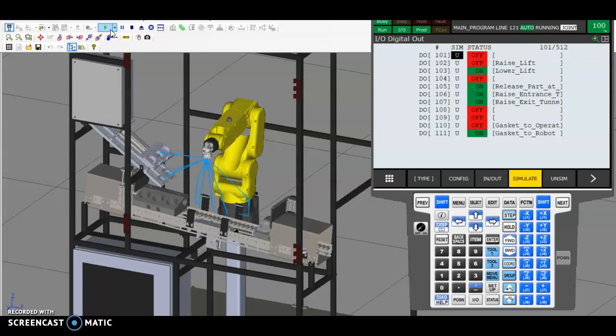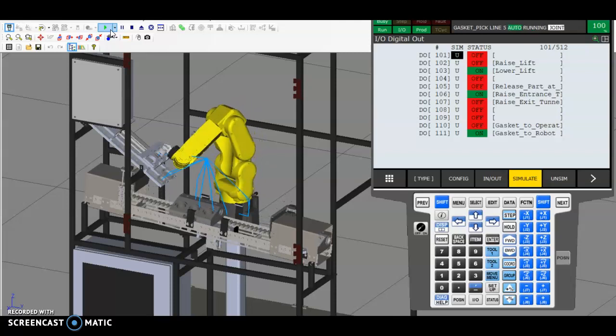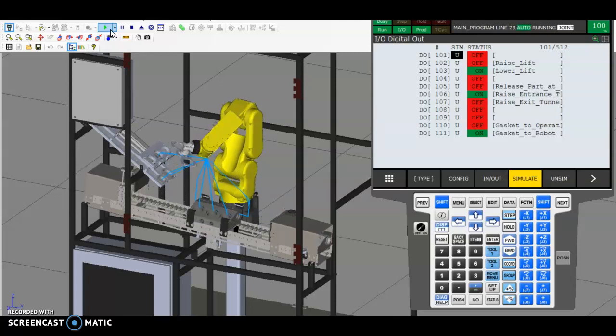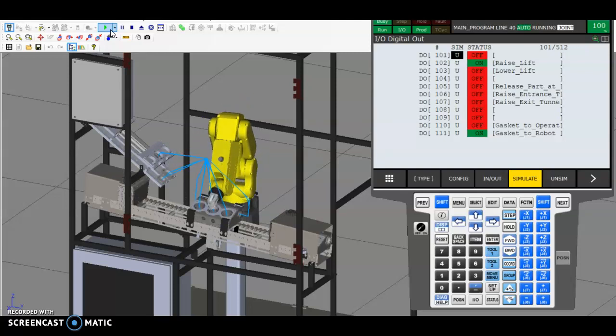The second part comes in. Again, the gasket is picked up, the lift is raised, the gasket is placed, the plug is picked up and placed at position 1, the plug is picked up and placed at position 2, and the plug is picked up and placed in position 3.